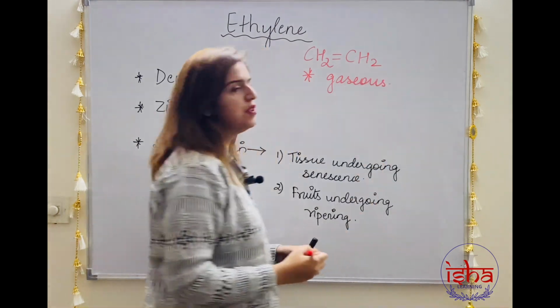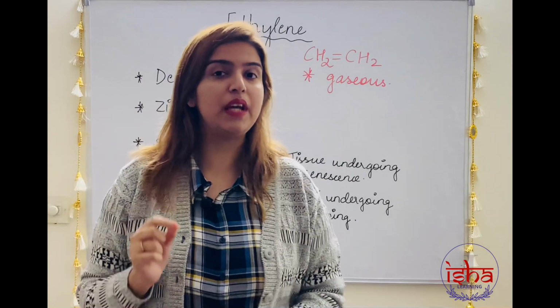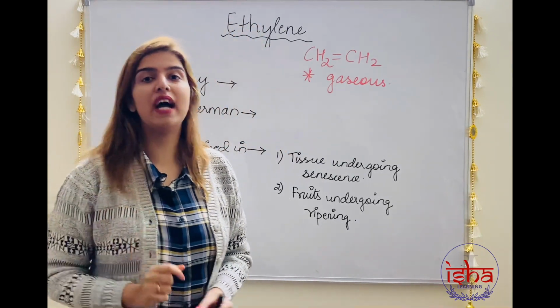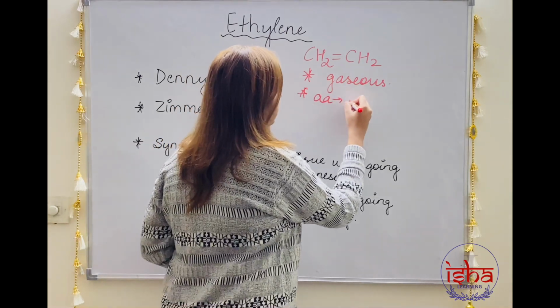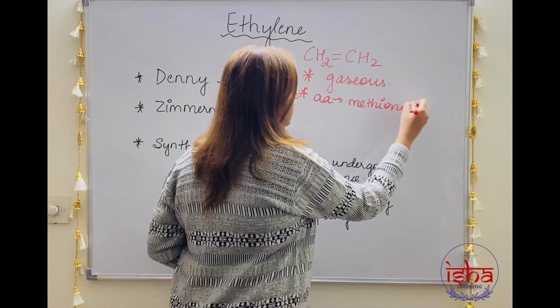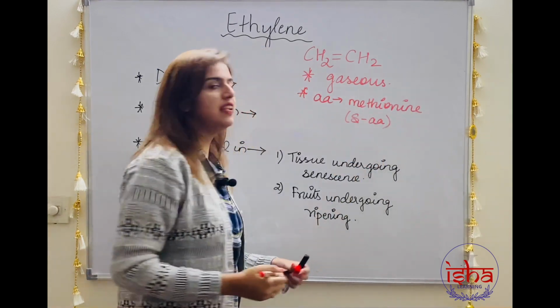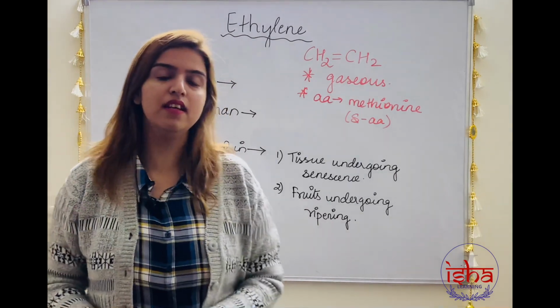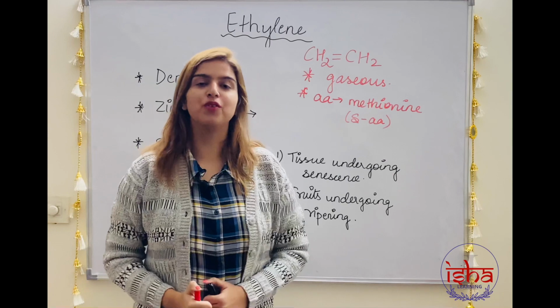How is it formed in the plants? Well, the source of this gas is the breakdown of an amino acid, and the name of this amino acid is methionine. Methionine is a sulfur containing amino acid. The other sulfur containing amino acid found in plants is cysteine. Anyways, coming back to the topic.